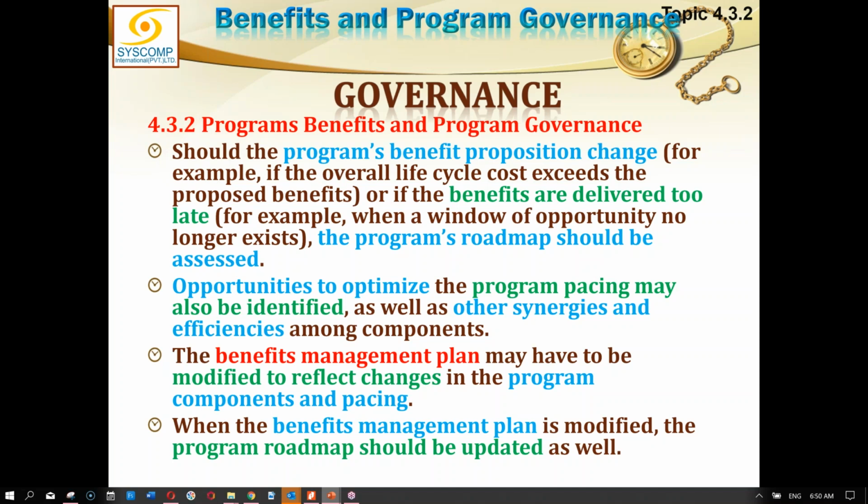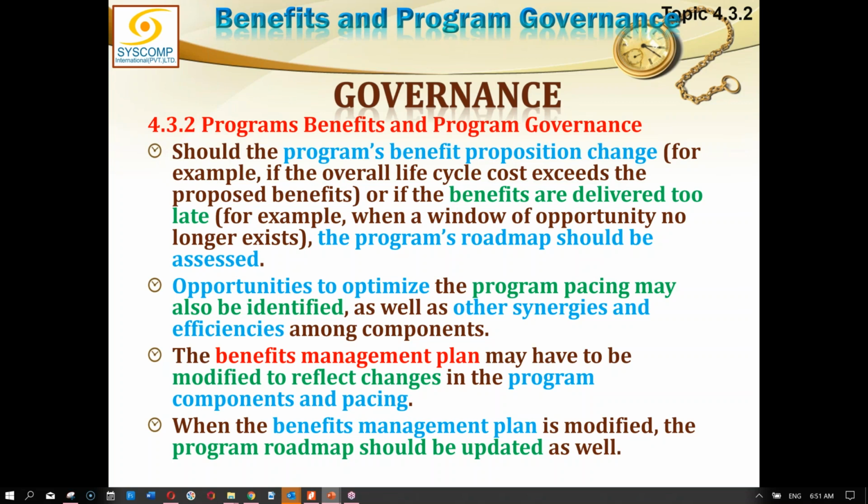Opportunities to optimize the program pacing may also be identified. It is just like you are running a project and something goes wrong. You are being delayed or overcost, so you will make requisite corrections. Exactly, if your benefits are not being realized or you are having other problems, the roadmap should be reassessed. So how can you put it right?